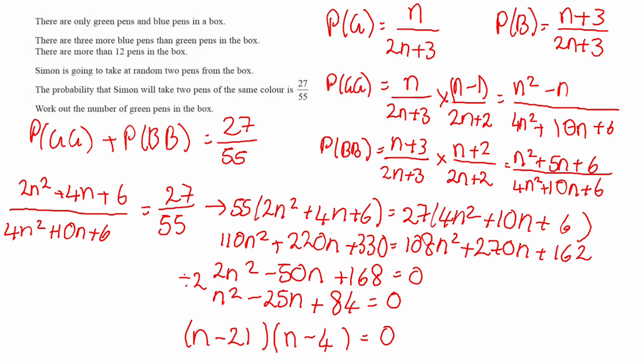Now if we go back to this line here, it says there are more than 12 pens in the box. So if we made n as 4, and then we looked at the number of blue pens, which would be 4 plus 3, that means we wouldn't have more than 12 pens in the box. So it has to be 21 green pens. And that is your final answer.